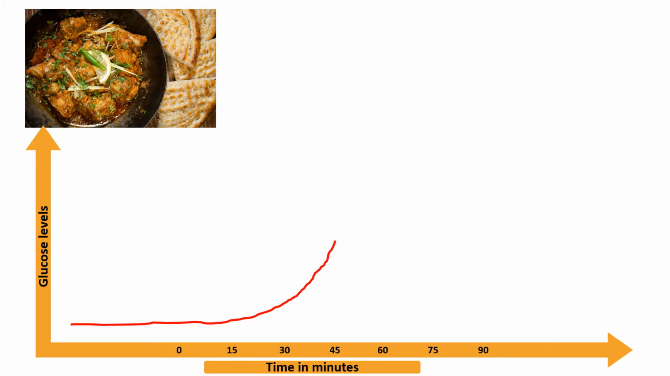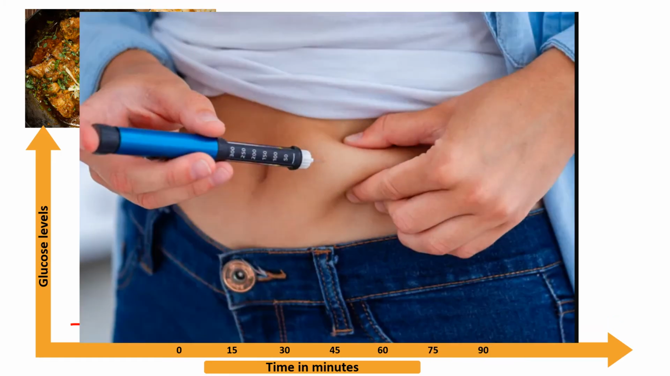If for some reason you don't have insulin or it remains ineffective, the carbohydrates will push the sugars beyond the limits, and this is what we call diabetes. And that's why the people with diabetes either need insulin or they need tablets to control their sugars.